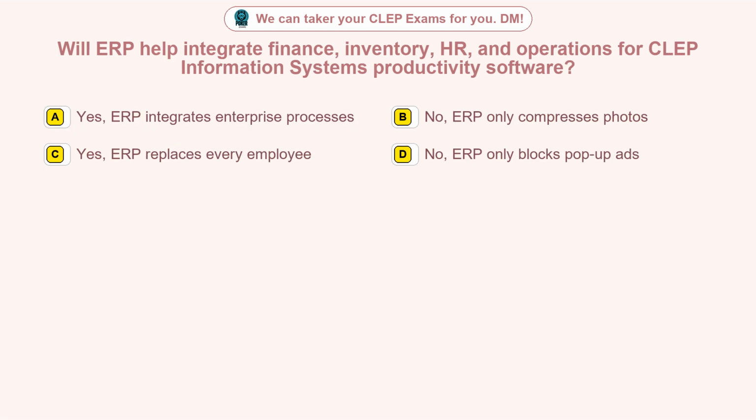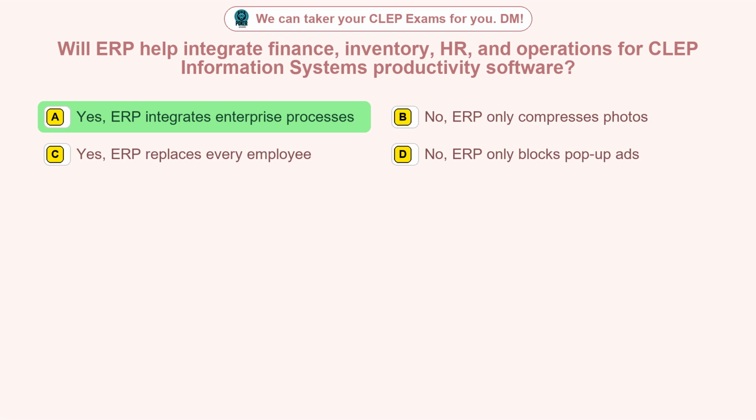Question 14. Will ERP help integrate finance, inventory, HR, and operations for CLEP Information Systems productivity software? Option A. Yes, ERP integrates enterprise processes. Option B. No, ERP only compresses photos. Option C. Yes, ERP replaces every employee. Option D. No, ERP only blocks pop-up ads. The correct answer is option A.